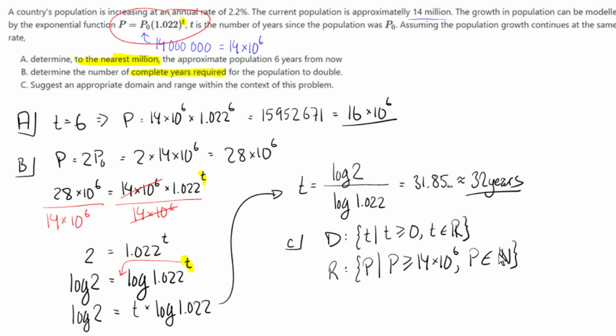It belongs to natural numbers because it's a counting number. We can only have a whole number of individuals. Okay, so natural numbers do not include decimals.